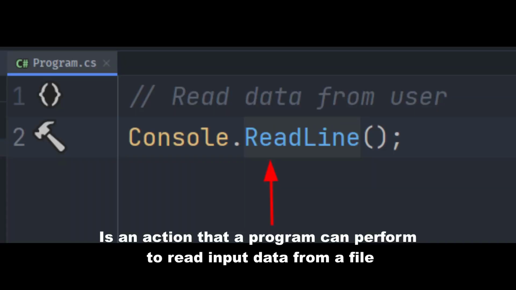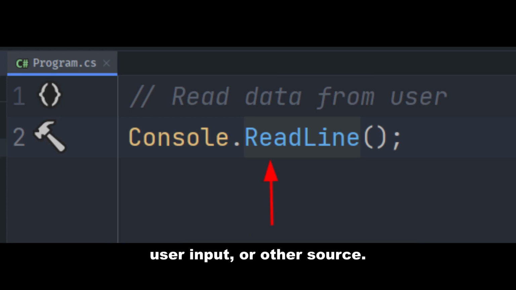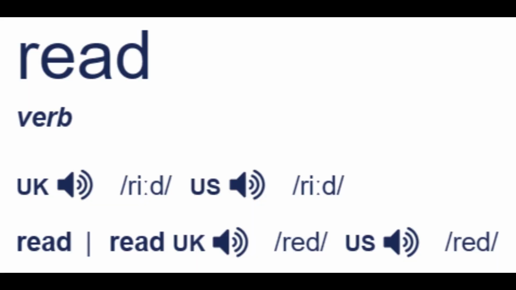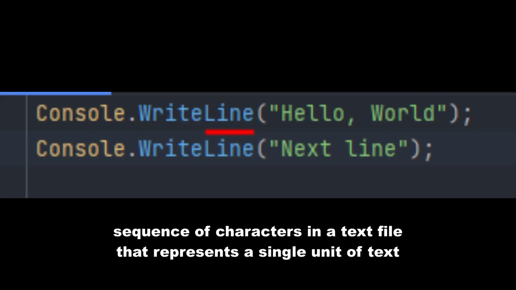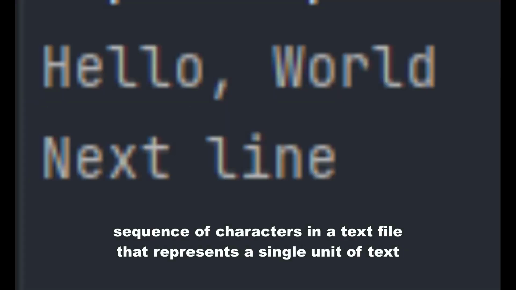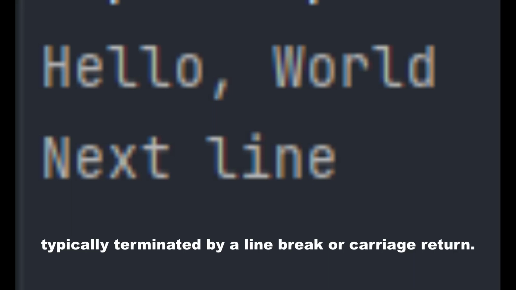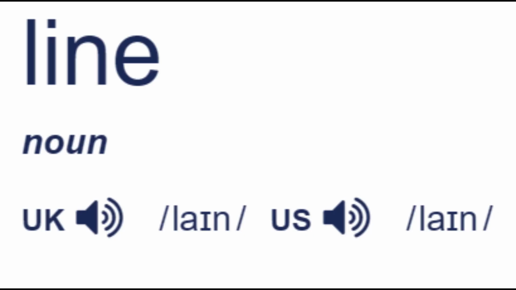Read is an action that a program can perform to read input data from a file, user input, or other source. Read. Line. A sequence of characters in a text file that represents a single unit of text, typically terminated by a line break or a carriage return. Okay, let's pronounce it now, right? Line. Good job, bro.